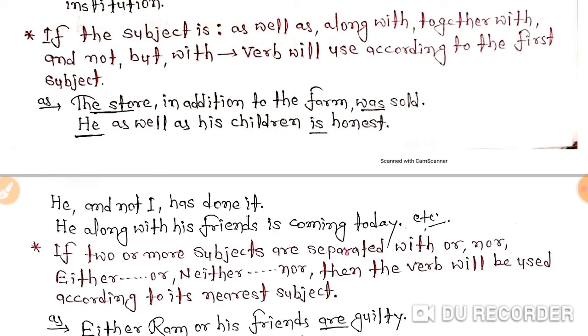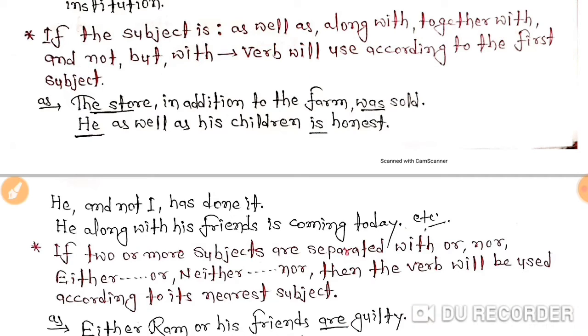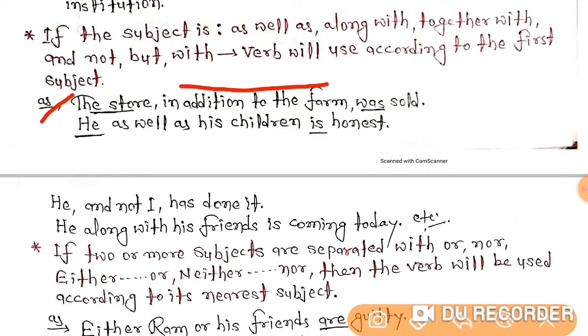Okay, let's move to the next rule, that is what? If the subject is as well as, one of the examples of as well as I had just made you understand on the board. So as well as, along with, together with, and not, but, with, then verb will be used as per the first subject. So let's understand it with the help of the examples. The store in addition to the farm, right, was sold. So the store I have underlined. So here verb has been used as per the first subject.